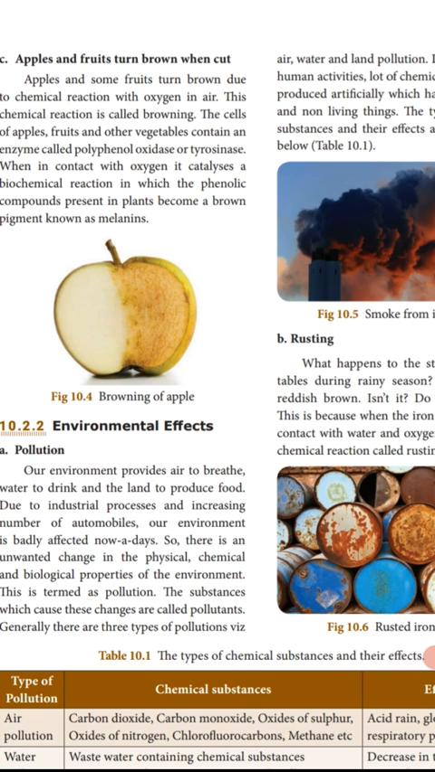Next one, apples and fruits turn brown when we cut them, due to a chemical reaction with the oxygen in air. This chemical reaction is called browning. Some apples and fruits turn brown due to a chemical reaction with oxygen in air.